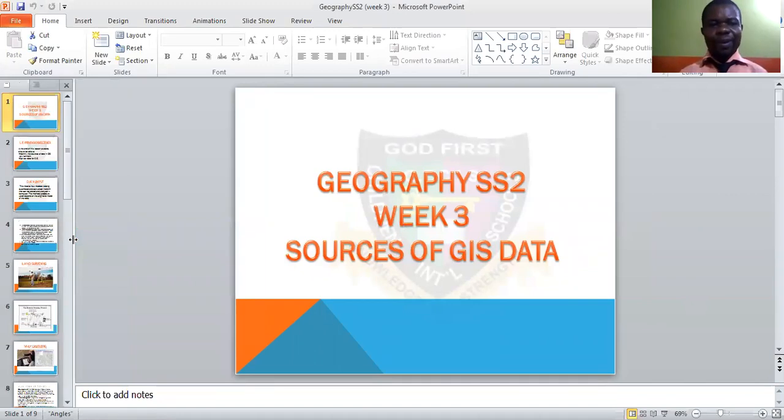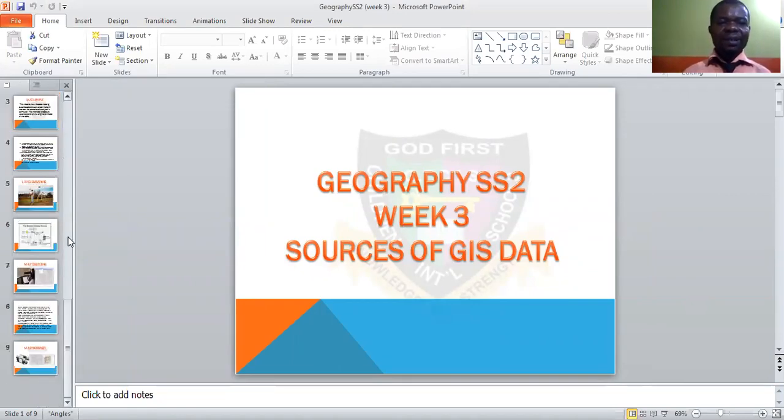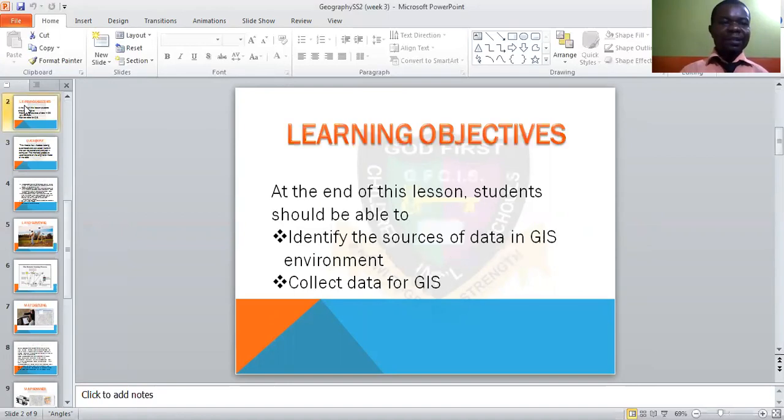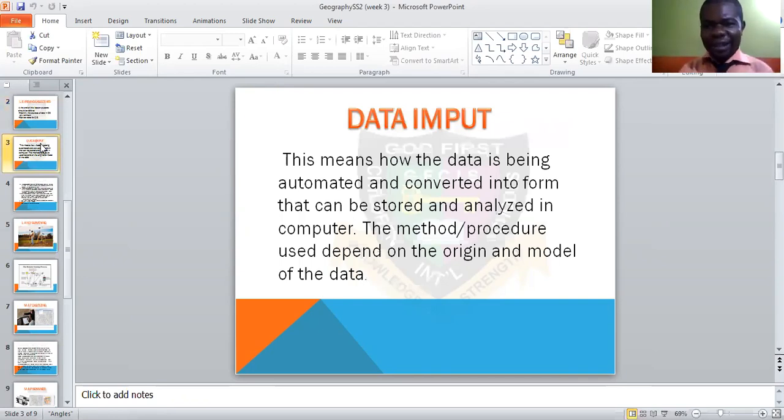Before we go deep, we need to look at the objectives of the lesson as we normally do. That is our usual way: what we intend to achieve at the end of this lesson. Talking about the learning objectives: at the end of this lesson, students should be able to identify the sources of data in geographic information system, that's the GIS environment. I say again, identify the sources of data in the GIS environment, and then collect data for GIS.